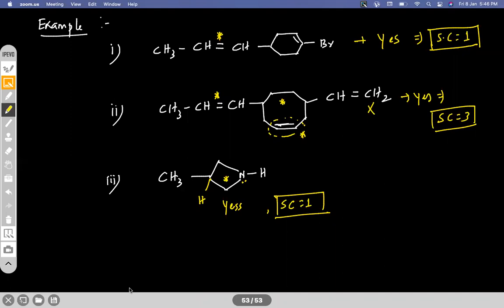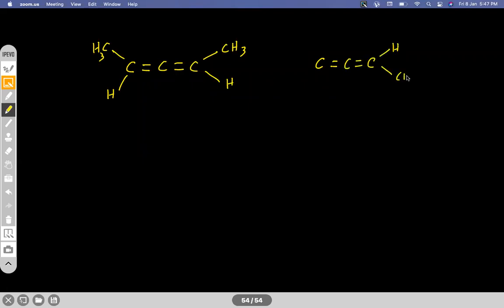Okay. Now, one very important example we have. We call it allenes. I'll show you, it's very important. JEE also, they have asked this question many times. If you have a compound like this, C double bond C double bond C. I would request all of you now, just for now, memorize this. We'll discuss the logic of this later when we do optical isomerism. Just you do not get confused when you look at this structure.